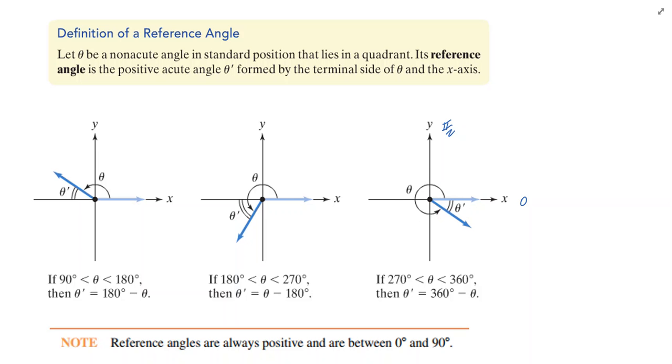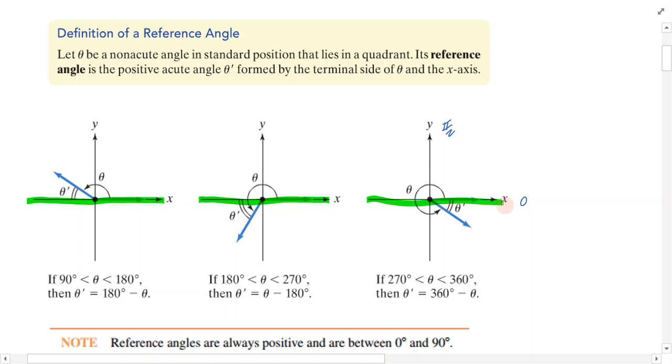What I want to make sure you remember and understand is that we are always adding or subtracting off of the x-axis. Never add or subtract off the y-axis. So in radian measure, that means we're always adding or subtracting from either pi or 2 pi. In degree measure, we would always be adding or subtracting from 180 degrees or 360 degrees.